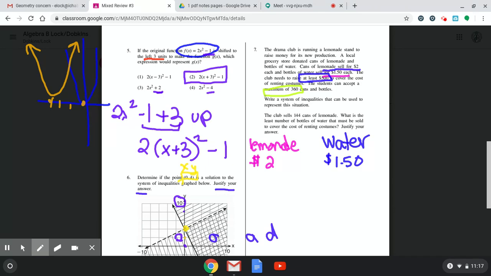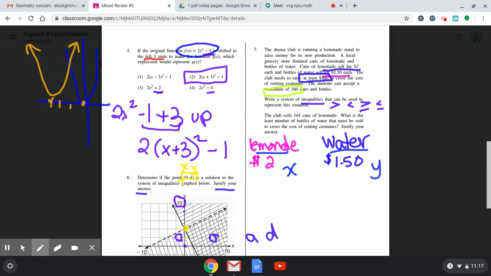So write a system of inequalities to represent the situation. So remember, inequalities are greater than, less than, greater than or equal to, less than or equal to equations. So if we start with the first equation, we have two variables. We're going to have lemonade and water. So lemonade, I'm going to have be the letter X, and water be a variable Y.